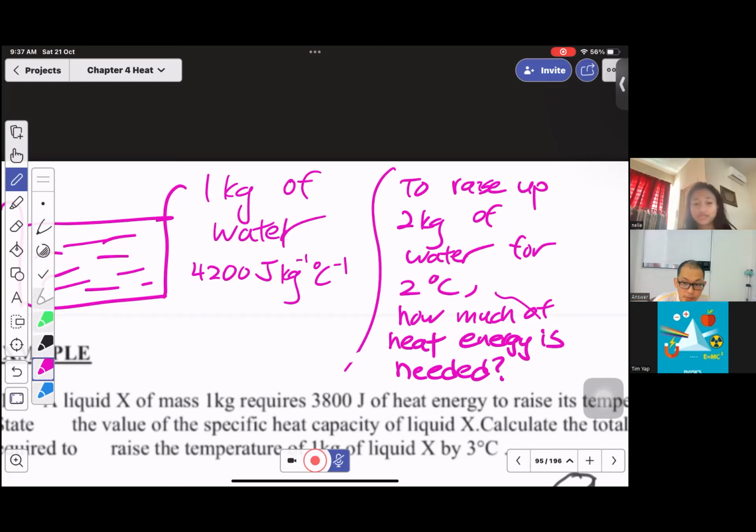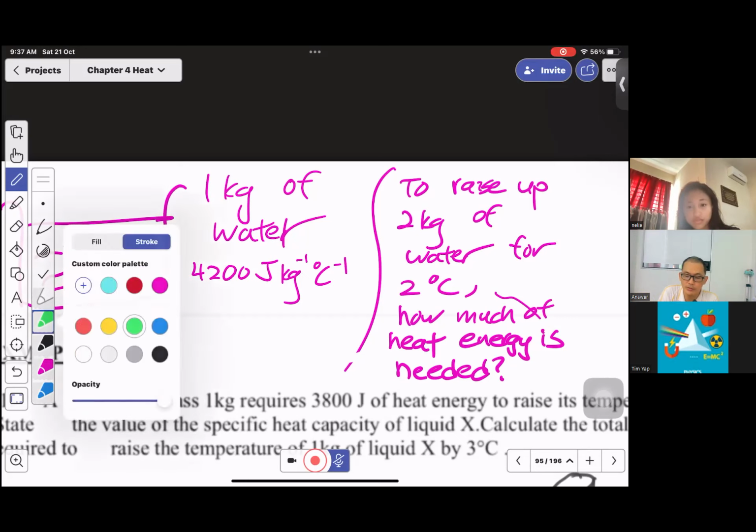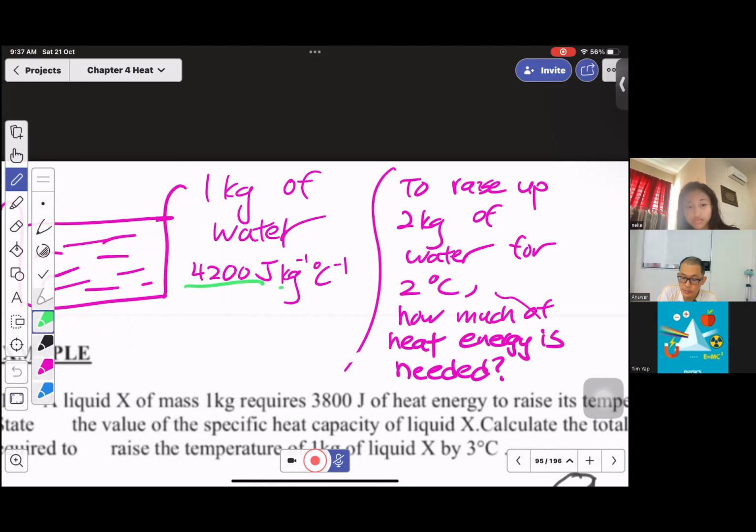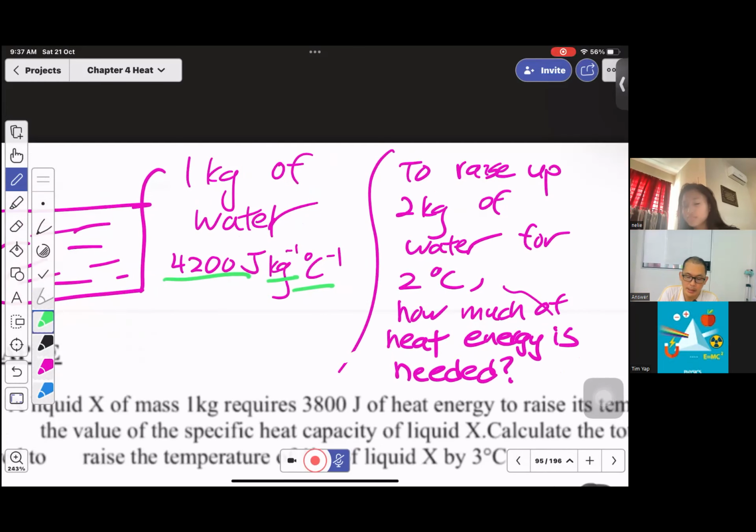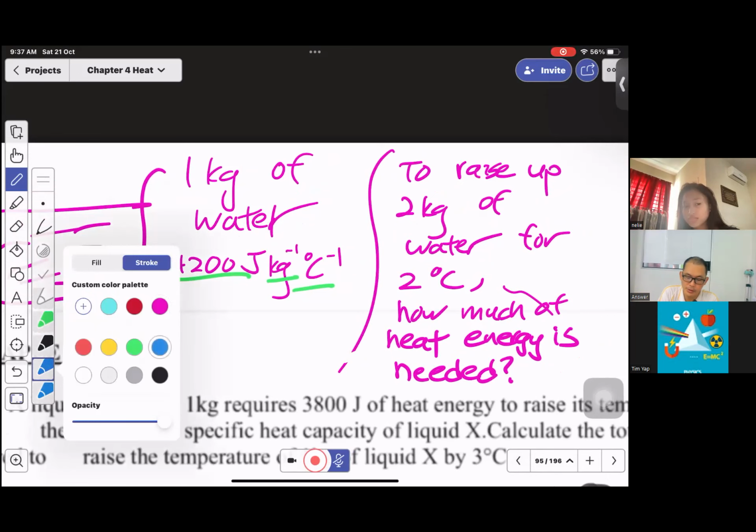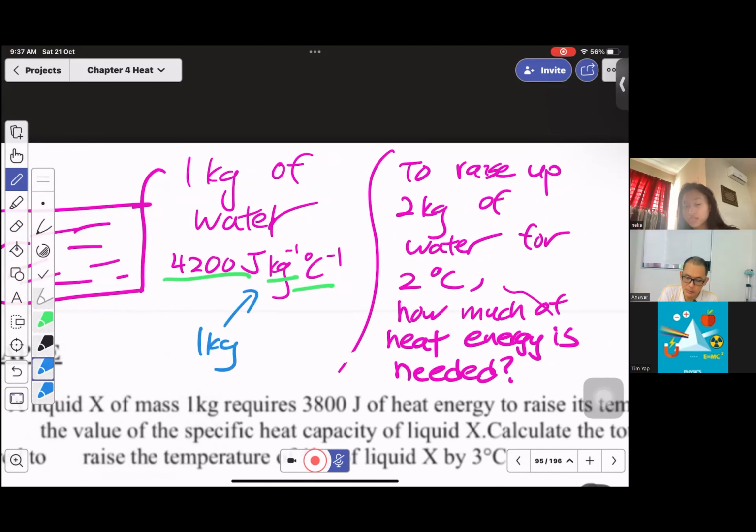But it rises 2 degrees Celsius. See properly? Even though it's 2 degrees Celsius. So 4,200 joule is for 1 kg and 1 degree Celsius. Do you see that? Per kg, that means for 1 kg and 1 degree Celsius also. But now you have 2 kg, 2 degrees Celsius. So what's the total heat energy needed?